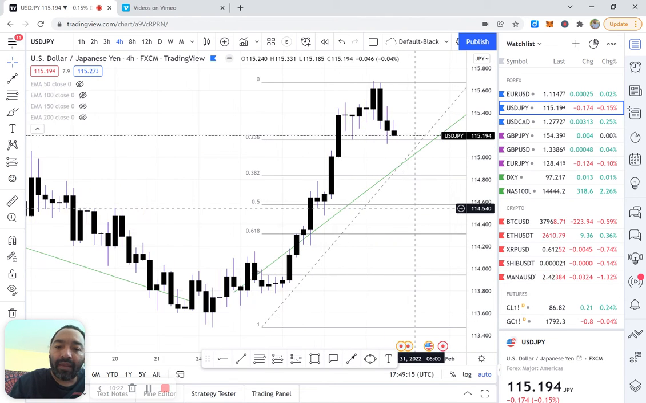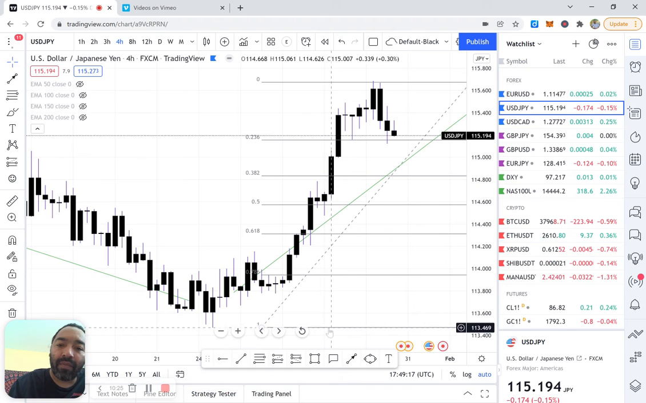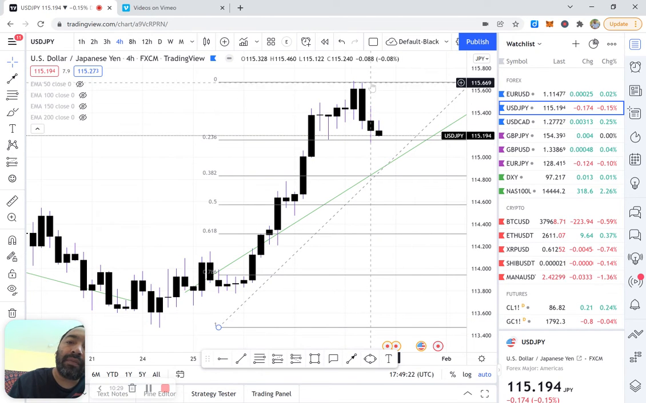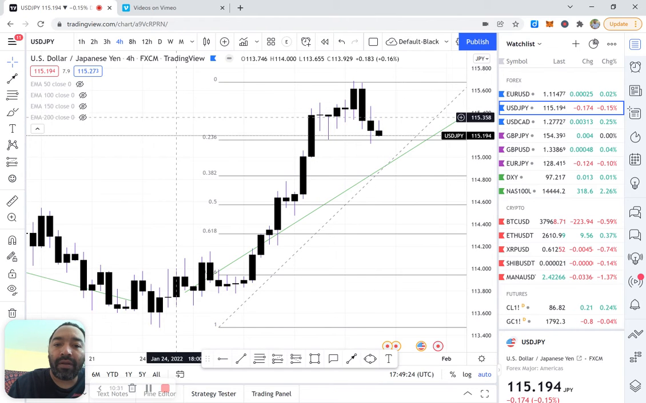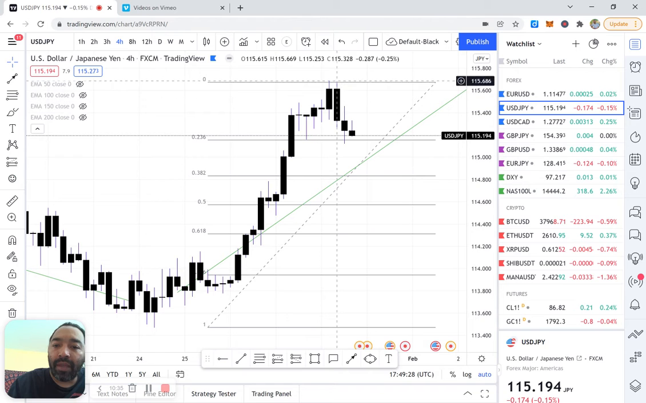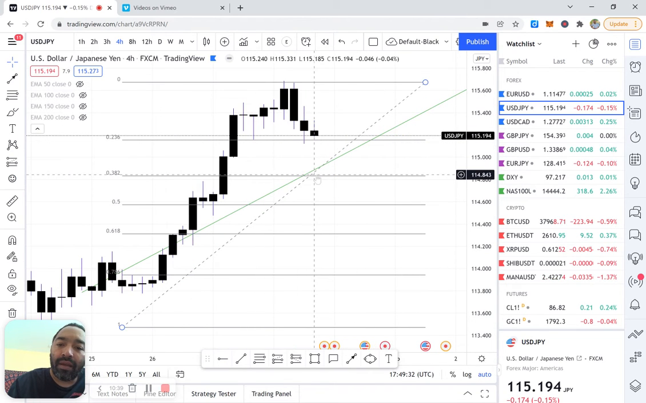All right. So now I have a fib from the support up to the last high. And so now it came up, touched this, and is doing a little retracement. This isn't a trend line, by the way. This is just an arrow I had drawn to show.